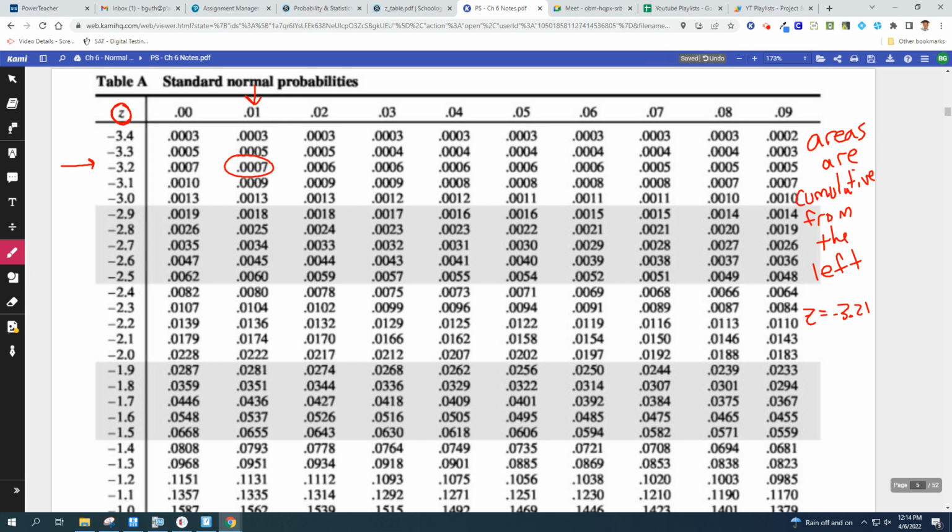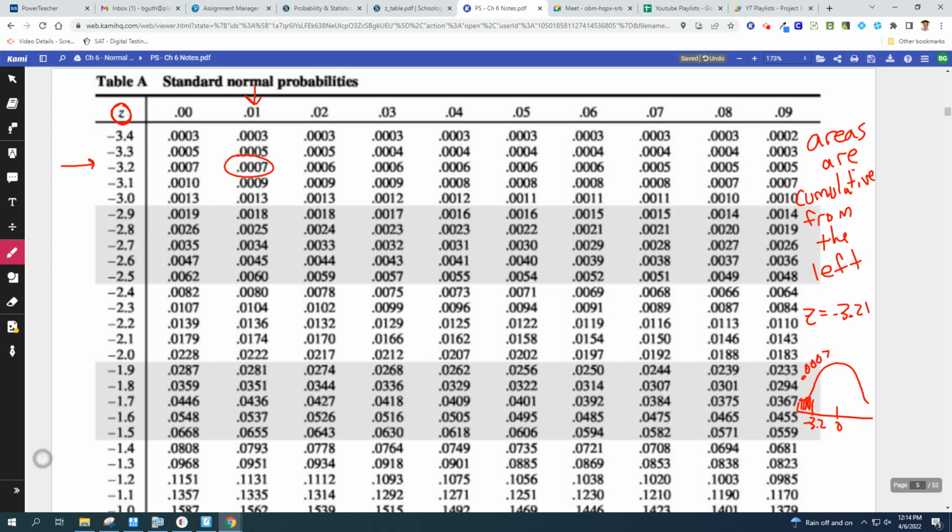This is an area. And so if you think about how your normal distribution curve works, you've got a mean of 0. And if you go over to the left, negative 3.2 standard deviations, what we are finding here in this table is the area under the curve to the left. Okay, areas are cumulative from the left. So we just found the area of that little bitty piece is 0.0007. That's what my z table tells me.